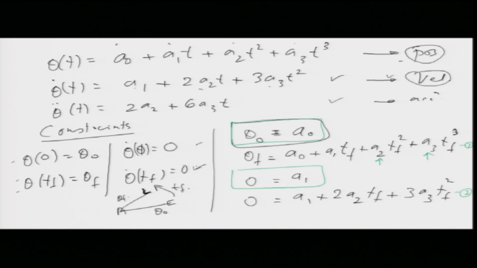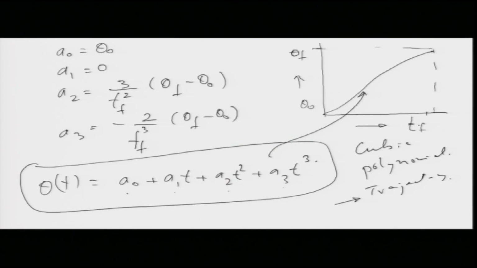Once I get theta naught and theta f, velocities are always 0 at start and end. I can put them in these 4 equations and get the values of A naught, A 1, A 2, A 3, and then put them in this equation of motion. Once I get the numerical values of A naught, A 1, A 2 and A 3, I can plot this graph. How do I plot the graph?